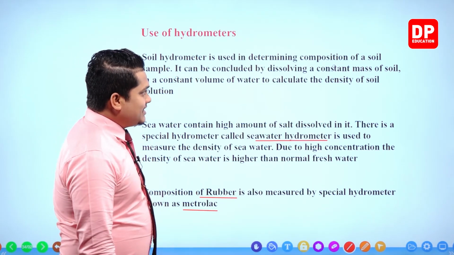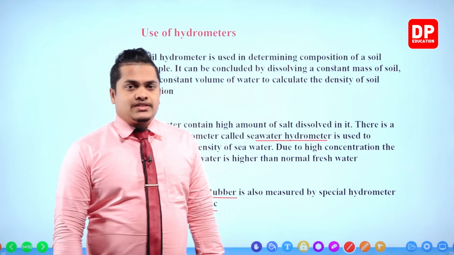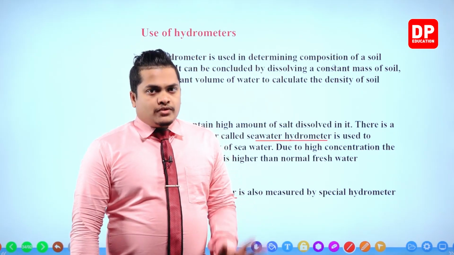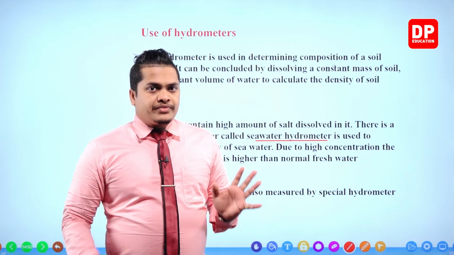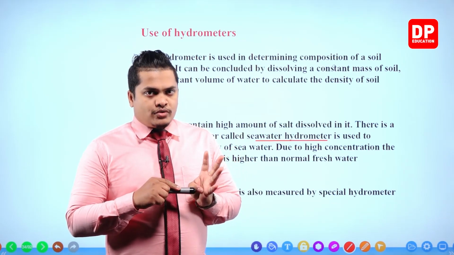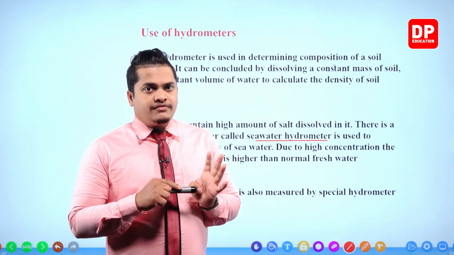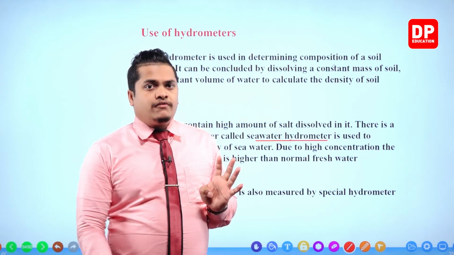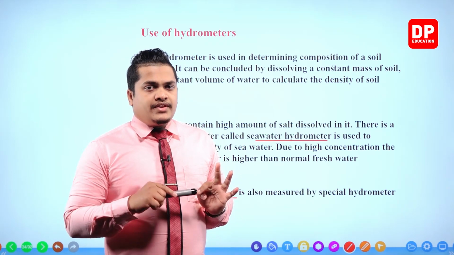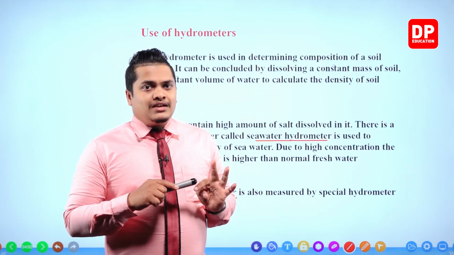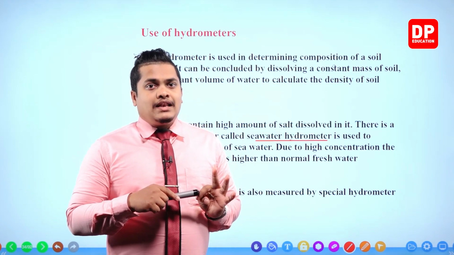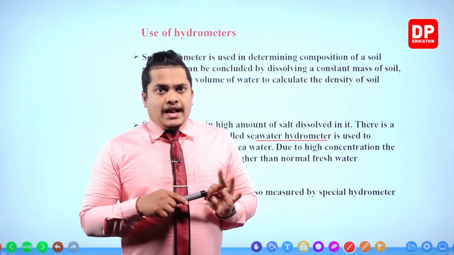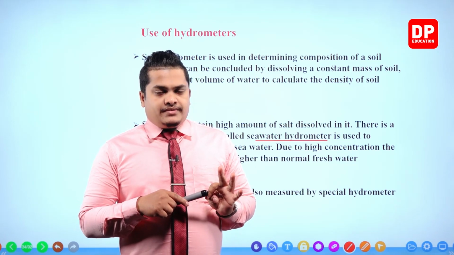So my dear children, these are the special uses of hydrometers. What are those special uses once more? We can use hydrometers to measure the density of cow milk. That way, we can check the quality of cow milk. Then the next one would be to measure the density of lead acid accumulators. That way, we can check the quality and the condition of the battery.